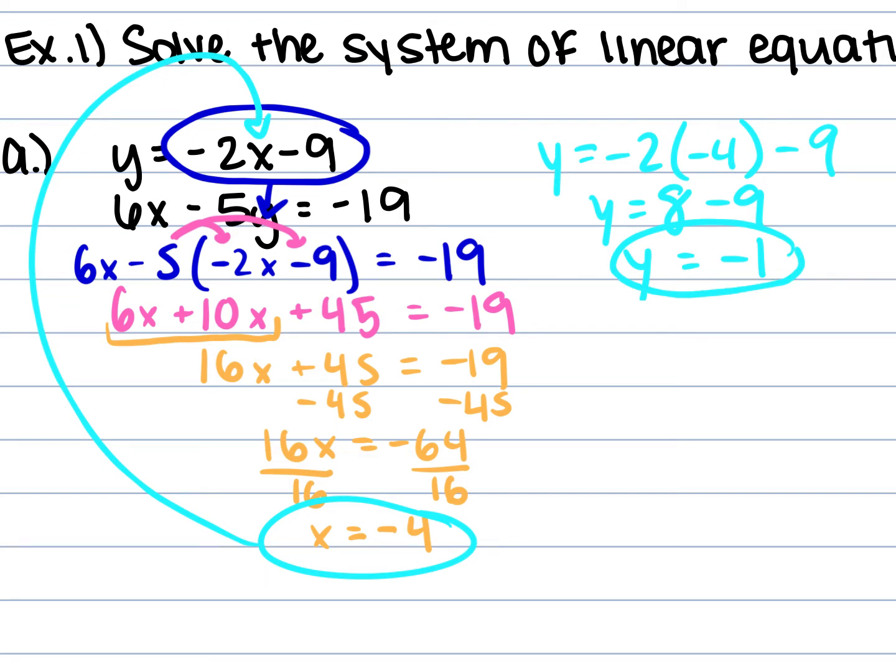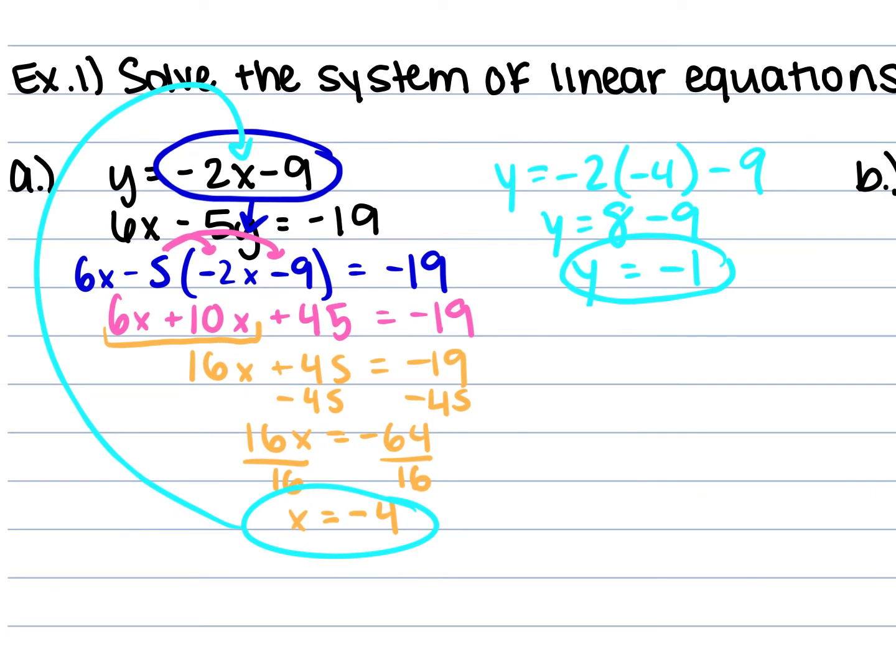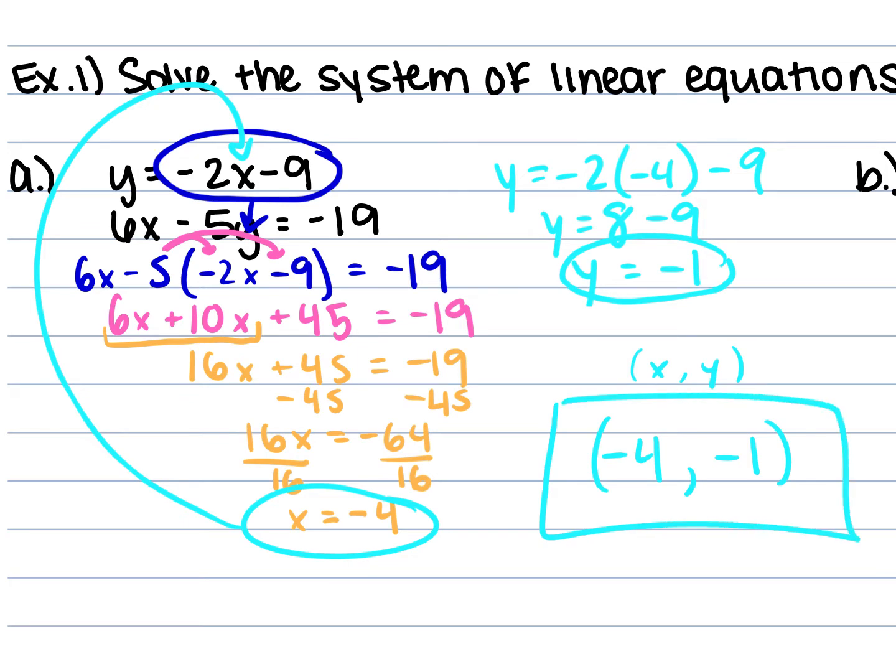So these are our two answers. We always write our answer as a coordinate pair, so it's always x, comma, y. Our x was negative 4 and our y is negative 1, so we would just write our answer like that.